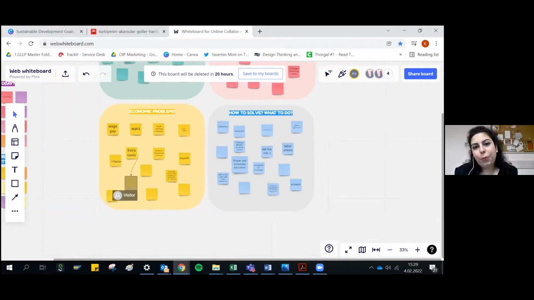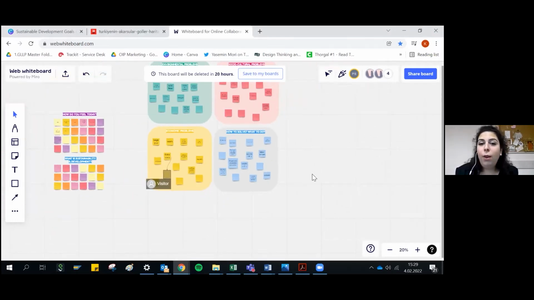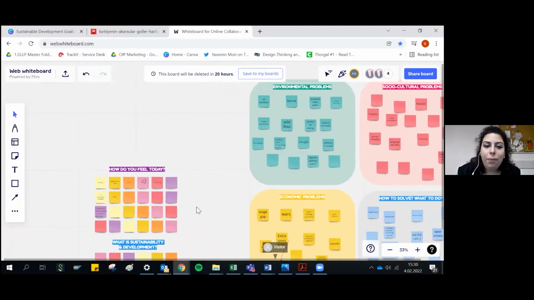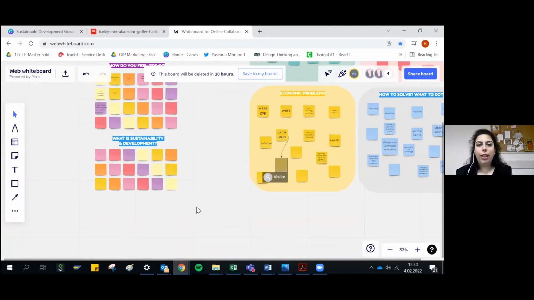So far, we've talked about environmental problems, social cultural problems, and economic problems that we could think of, because they're probably endless, but those are the ones that we could think of. And we thought about the possible solutions, how to solve and what to do. And we are very close to get into the world of sustainability.